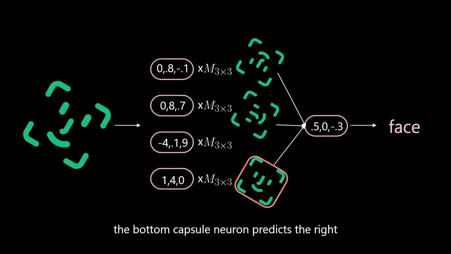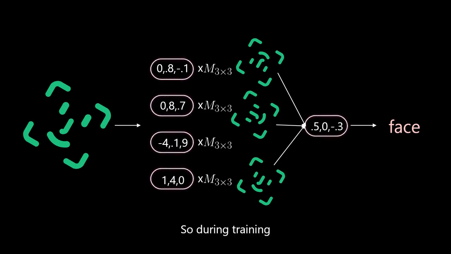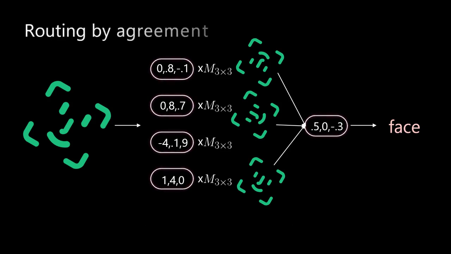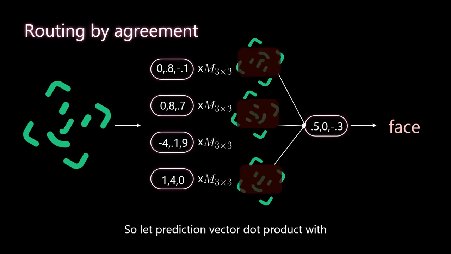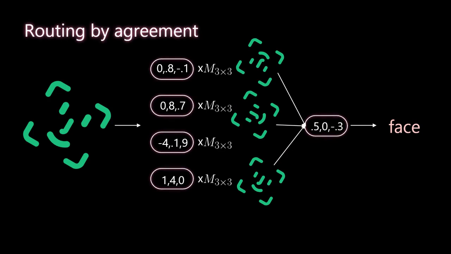Apparently, the bottom capsule neuron predicts the right face, so during training, the network uses an algorithm called routing by agreement. Every predicted face is a vector, so we take the predicting vector's dot product with the output vector. The result gradually adjusts the connection weights. In this case, the bottom weight gets larger, and the others get smaller.